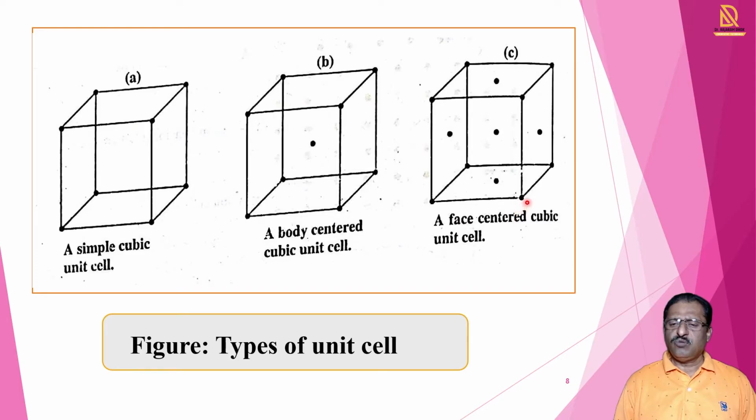Then the third type, the face centered cubic unit shell. In the face centered cubic unit shell, one ion is at every corner of the cube and other ions are at the center of every face of the cube. So this is one face, then the upper face, left side face, back side face, front side face, bottom face. These are the different faces. At every face there is one ion, and at every corner of the cube there is an ion. So that is called the FCC unit shell. These are the three types of unit shells.